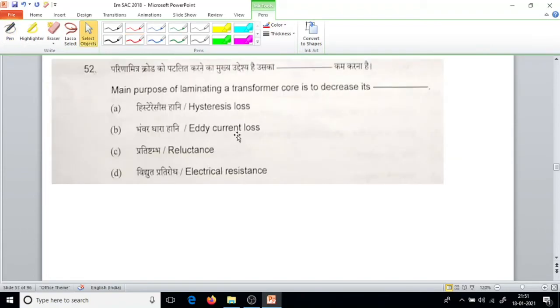Question number 52. The main purpose of laminating a transformer core is to decrease its eddy current loss. Hysteresis loss. What is the reason for hysteresis loss? That is due to the magnetic field direction having to be changed each time. That causes hysteresis loss.